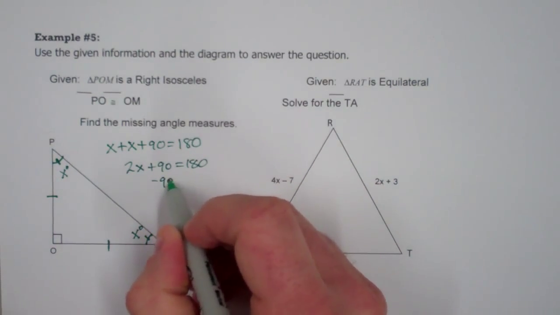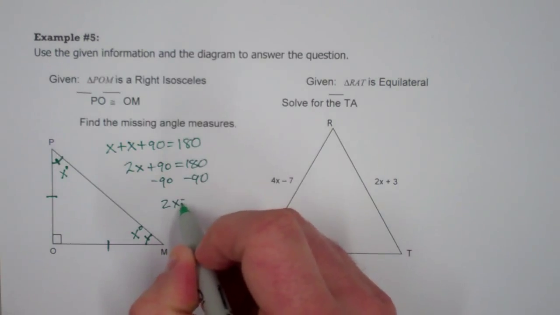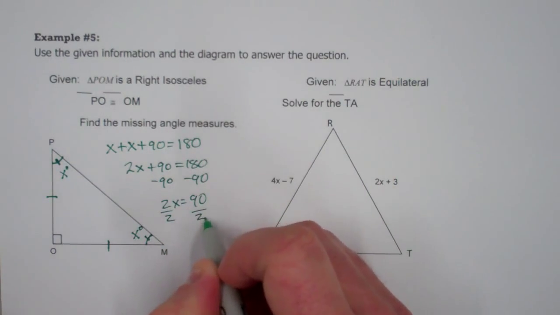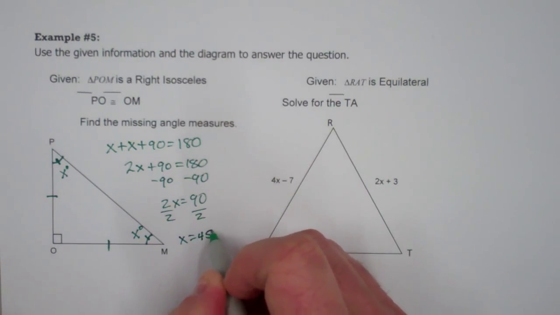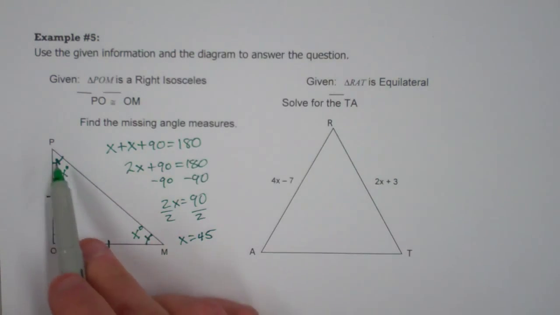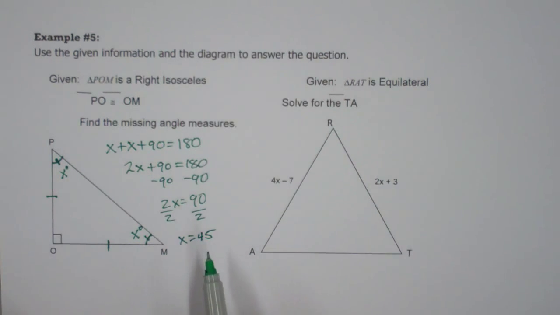you would combine like terms and get 2x plus 90 equals 180. You would subtract 90 from each side: 2x is equal to 90. Divide by 2, so x would be 45, making these angles 45 degrees. That's the Goldilocks figure for a right isosceles. It's a 45, 45, 90. You're going to hear it said like that quite a bit.